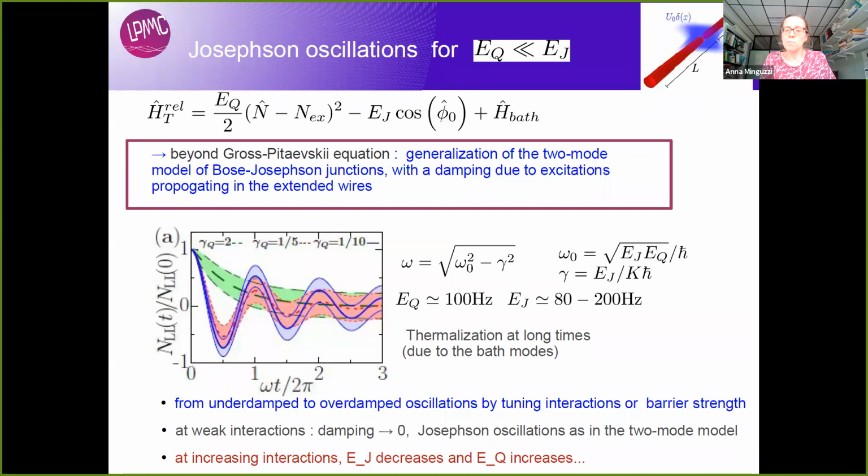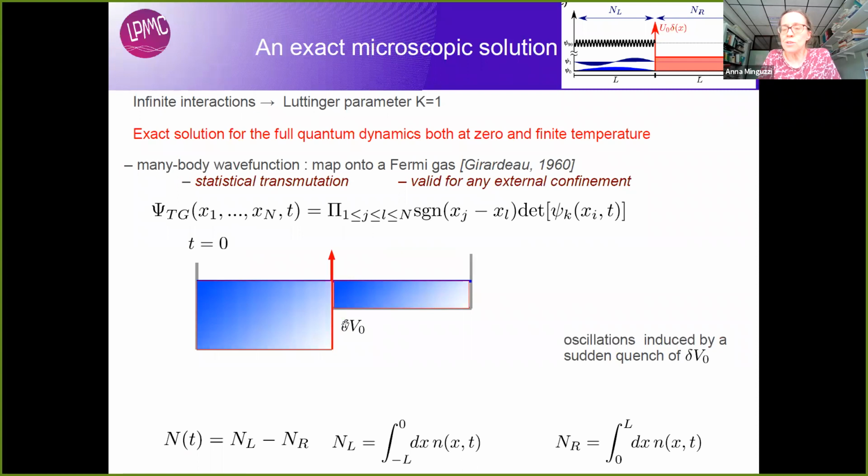This is the simplest situation. We can treat the strongly depleted wire in the Tonks-Girardeau limit, and maybe we can develop other schemes to describe the general regime, but within our approach so far we have described the simplest situation. What we have also done is study the exact solution, which you can treat with arbitrary imbalance among the two wells in the limit of infinite interactions. In this case, we have access to an exact solution for the arbitrary quantum dynamics.